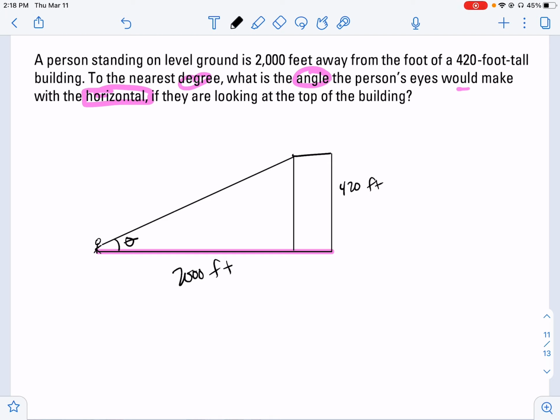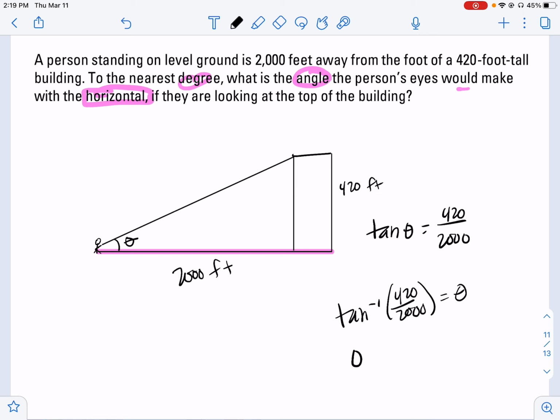Well, now that I have this set up, it's perfectly like the one that we just did. So the tangent of theta is going to be 420 over 2,000. And so therefore the inverse tangent of 420 over 2,000 will give us our angle, meaning that the angle here is 11.86 degrees.